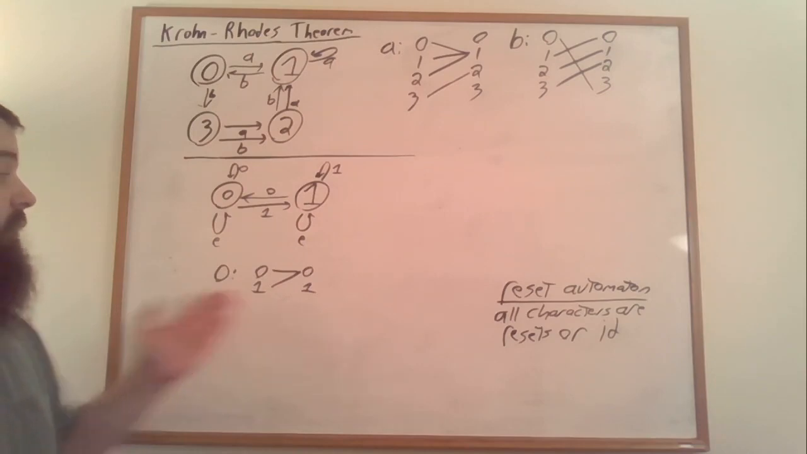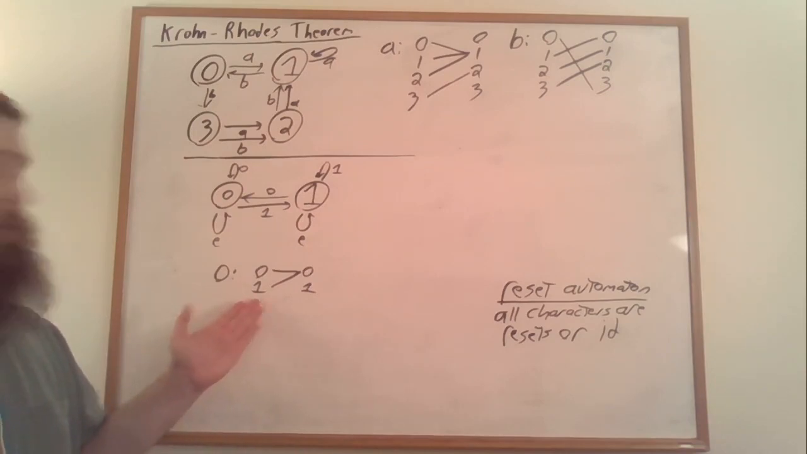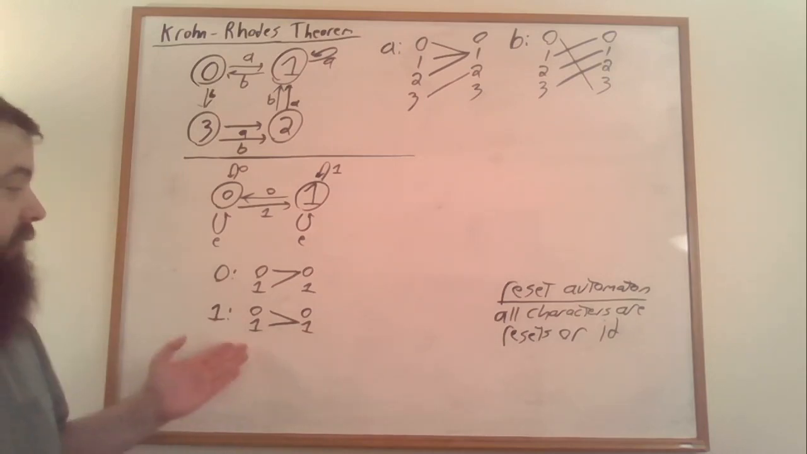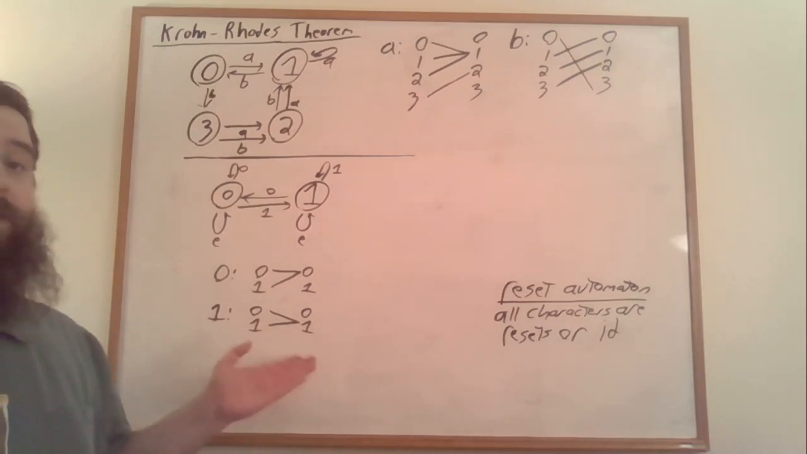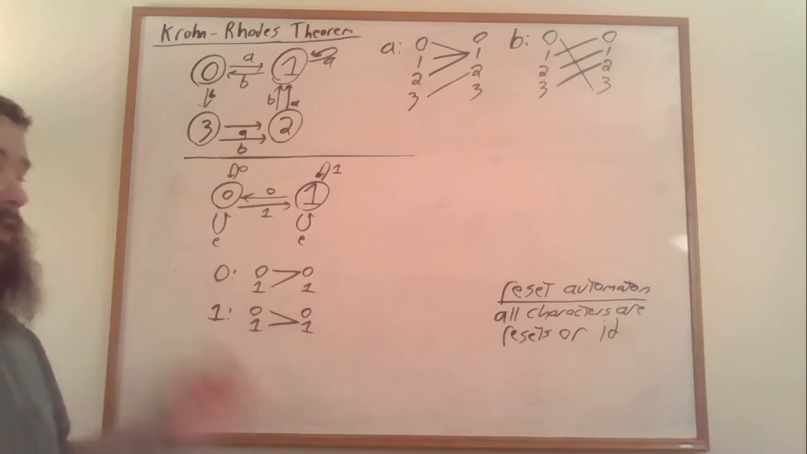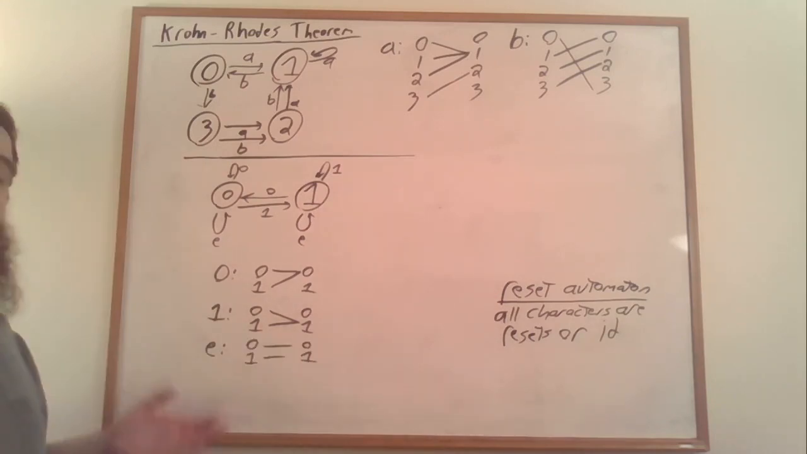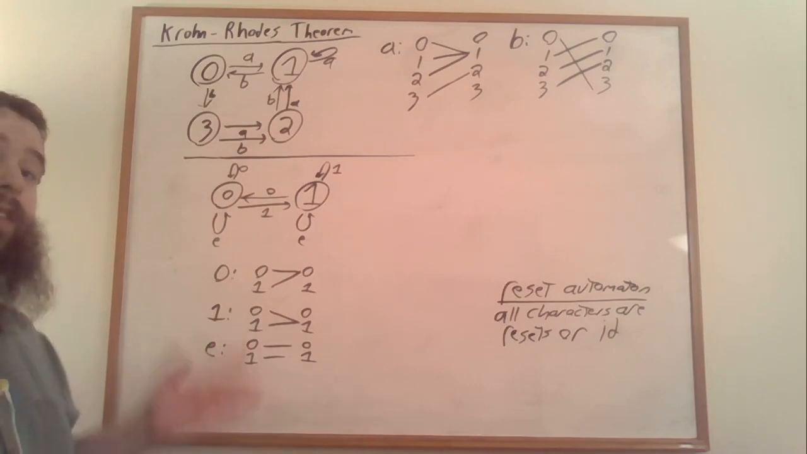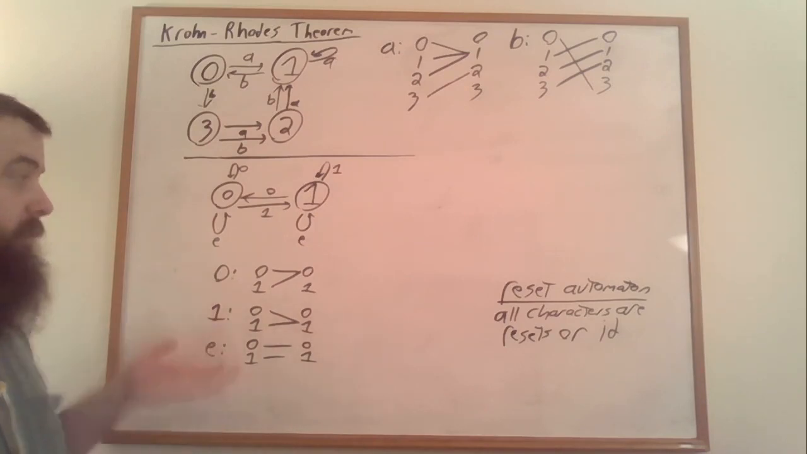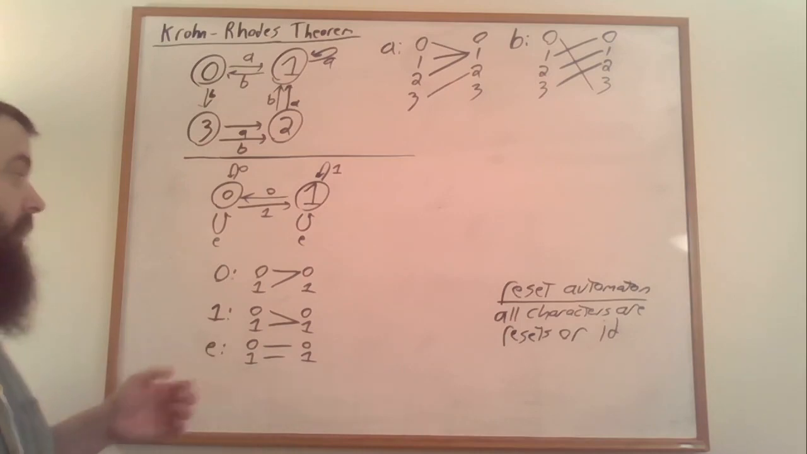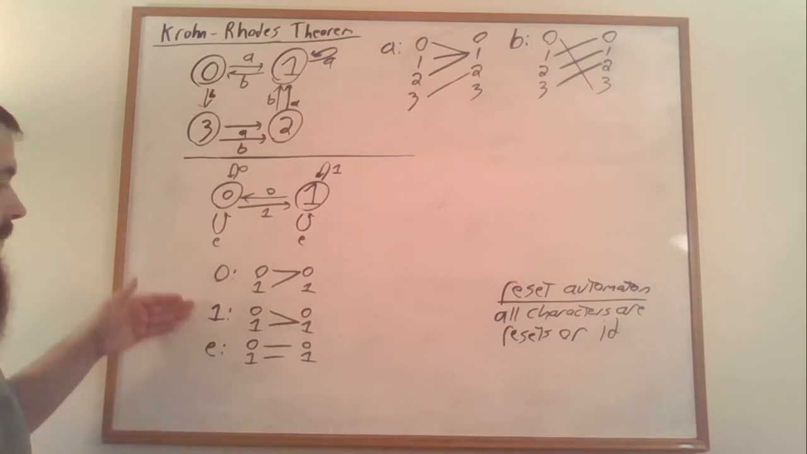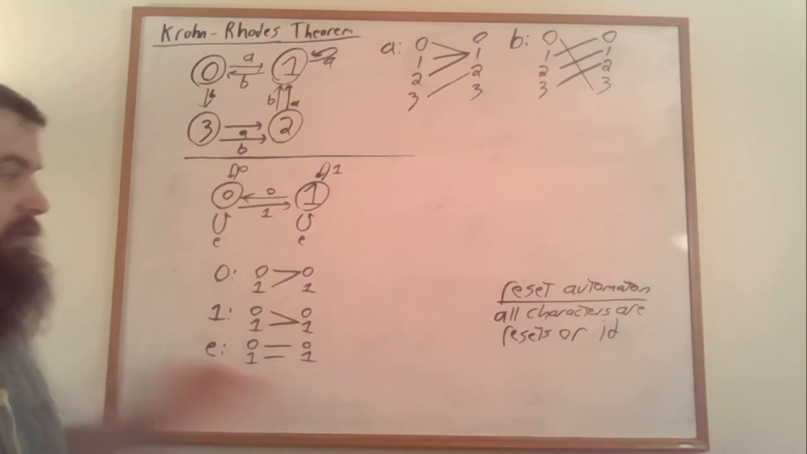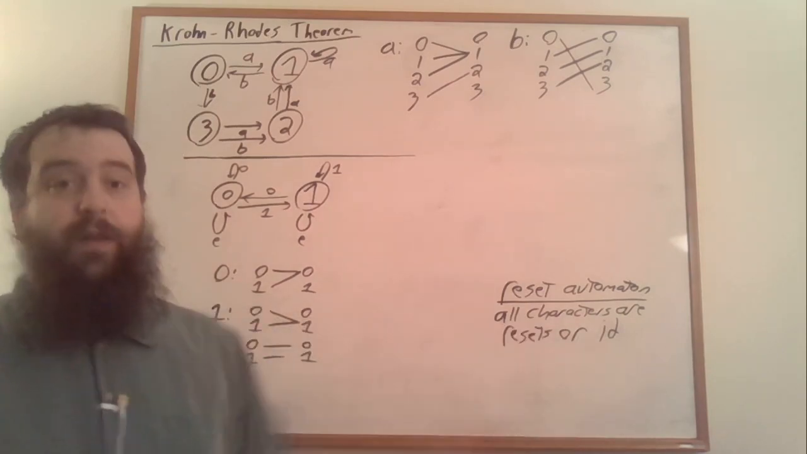If we read in a 0, regardless of which state we were in before, we wind up in state 0. If we read in a 1, regardless of which state we were in before, we wind up in state 1. These are constant functions, these are resets. And if we read in an E, well, nothing happens to the state. So this is a reset automaton, a specific type of permutation reset automaton, and these characters are resets, and this character is the identity, which is perfectly allowable for reset automata.